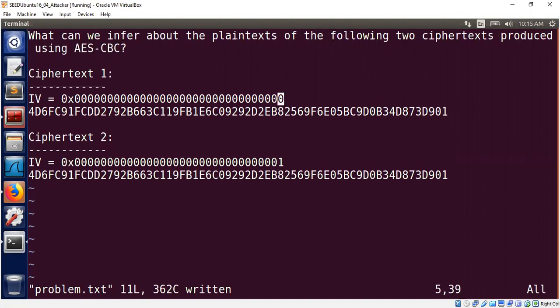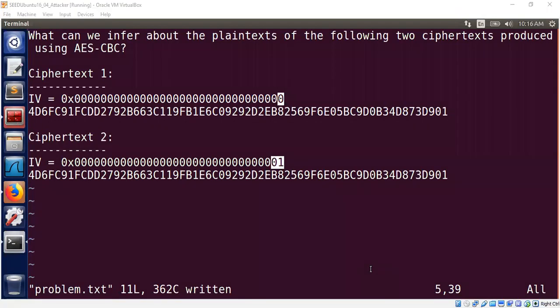We have IV, which is initialized to 0. If we count the number of zeros, it's all in hex, by the way, you will see there are 16 bytes of zeros there. Leave that to you to count. Ciphertext 2 is also quite similar, but the last byte appears to be different. Instead of 00 here, the last byte is 01. That is an interesting difference.